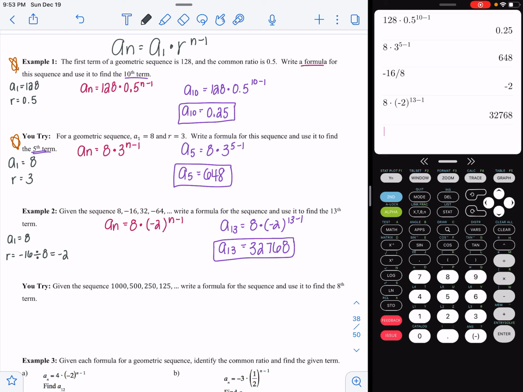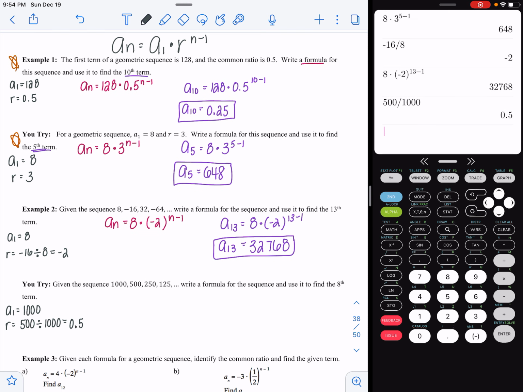Ready? Okay, our first term is going to be 1,000. Our common ratio, to find that, we're going to take our second term, 500, and divide it by our first term. 500 divided by 1,000, I get 0.5. All right, let's take a look. To find our nth term, we're going to take our first term, which is 1,000, and multiply it by our common ratio, which is 0.5, to the n minus 1 power. That is our formula. Now let's use that to find our 8th term.